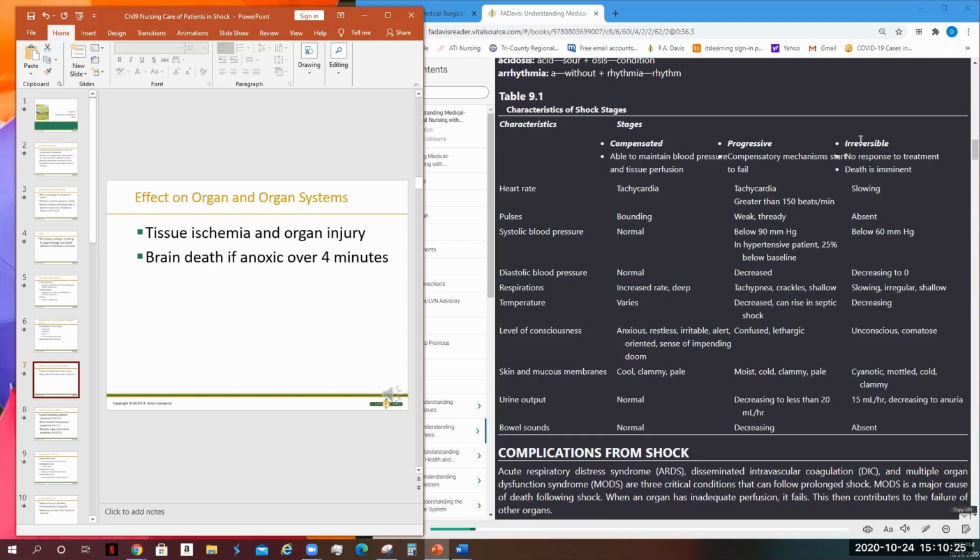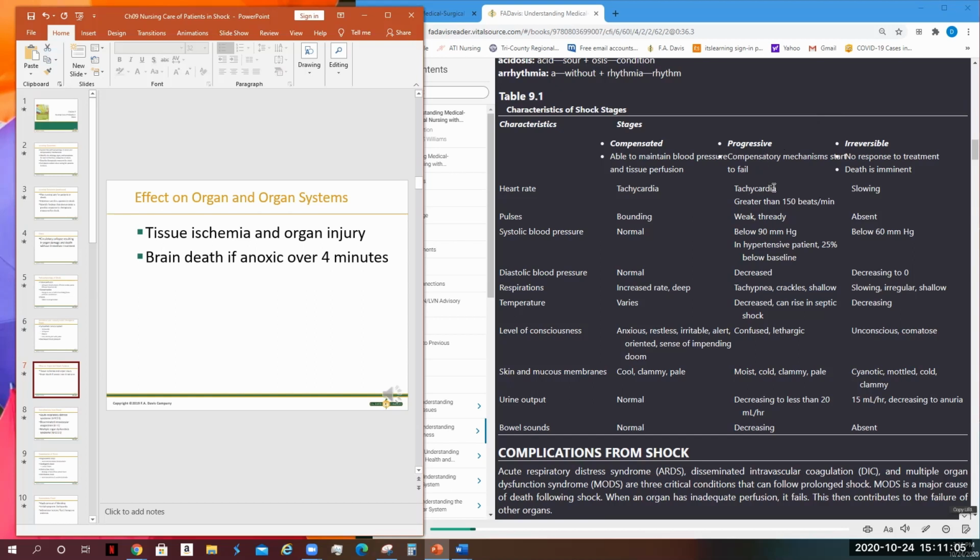The level of consciousness is most likely anxious, restless, irritable, alert, oriented, but with a sense of impending doom. And the skin and mucous membranes will be cool, clammy, and pale. The urine output and bowel sounds will be normal in this stage as the body is able to compensate for the changes. The progressive stage of shock is when compensatory mechanisms start to fail.